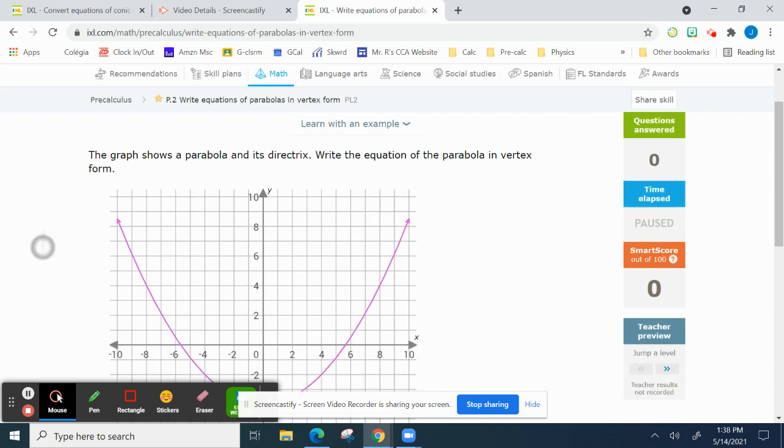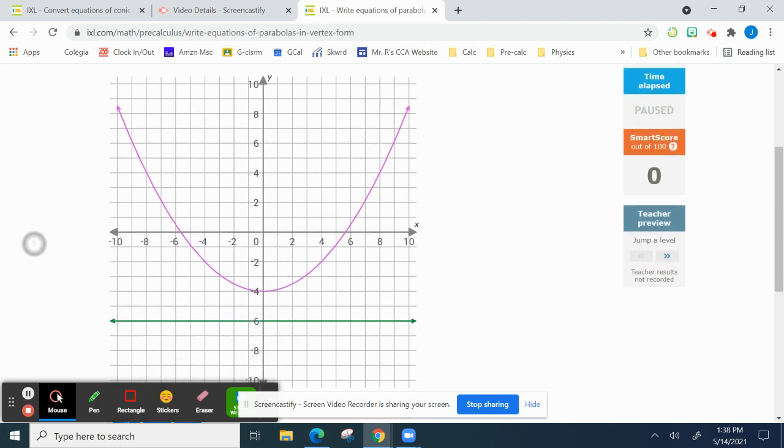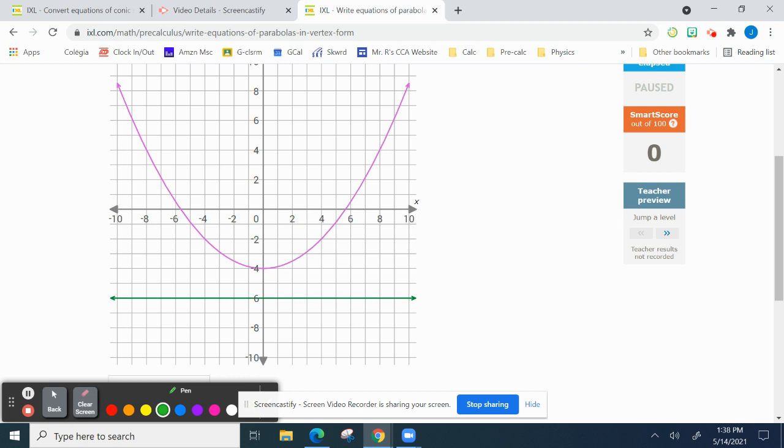This graph shows a parabola and its directrix. Write the equation of the parabola in vertex form. So this is an up and down, which already tells you it's going to be a y equals x squared, right? That's the up and down. And it's going to be a positive x squared because it's opening up.